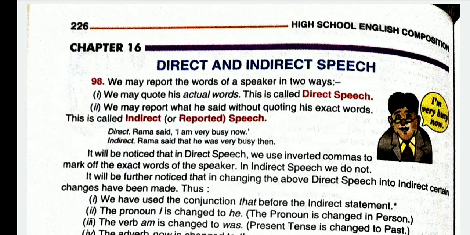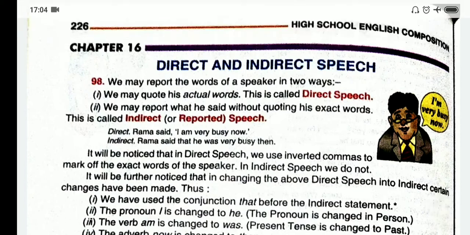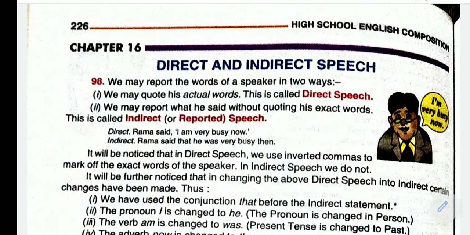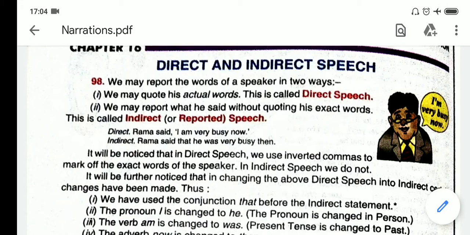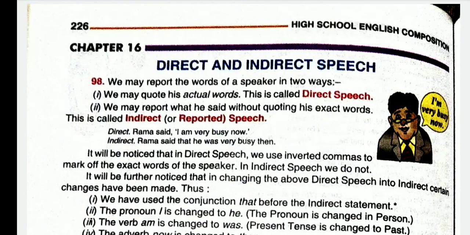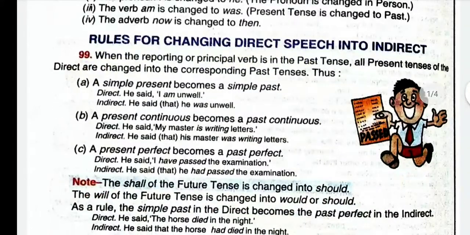And yesterday we saw the rules of changing direct speech into indirect speech. We saw what a direct speech is: when we quote the actual words of the speaker, that is called direct speech. And an indirect speech is when we report something without quoting the exact words of the speaker. The examples were also given: for the direct speech, Rama said, "I am very busy," and indirect speech, Rama said that he was very busy. So this we saw yesterday, and very important rules that we saw yesterday, just to get an overview of that.